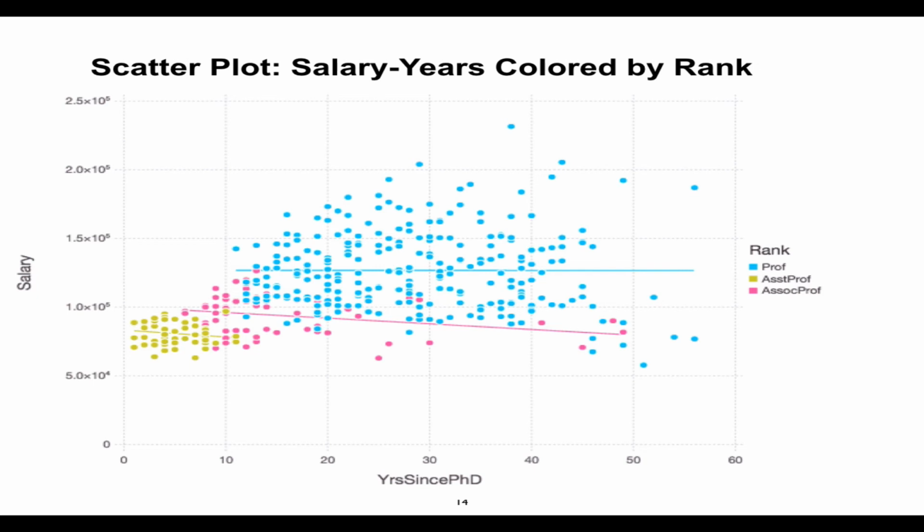Okay, years since PhD, salary, and then we can plot all the points, and then look at the different ranks, right? The professors, they don't go much beyond 10 years. Why? Because usually they give you 6 years, and either you get promoted or you get fired. You also notice that the slope is negative.